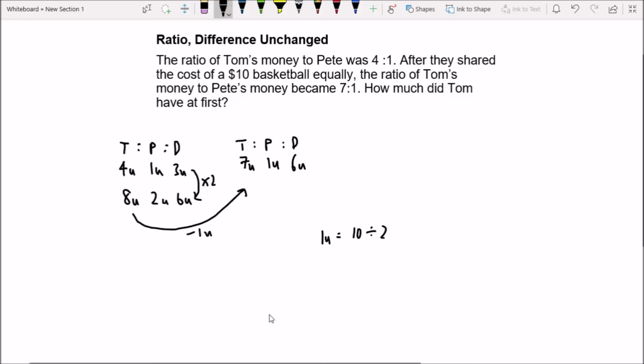So 1 unit equals $5. Tom had 8 units at first. 8 times 5 equals $40.